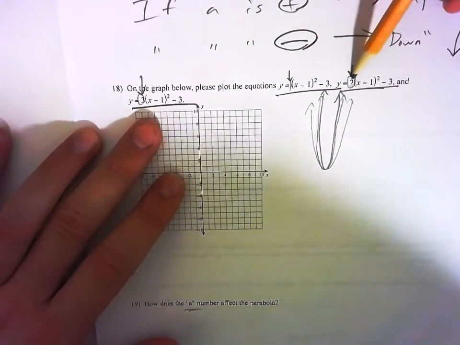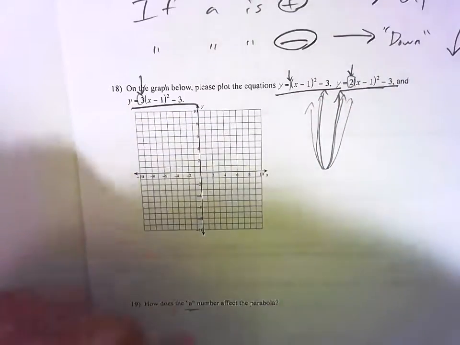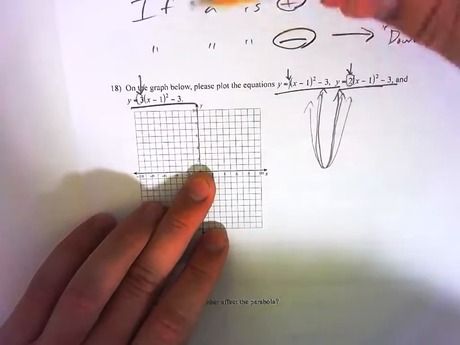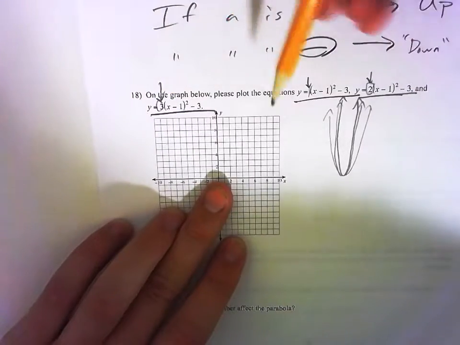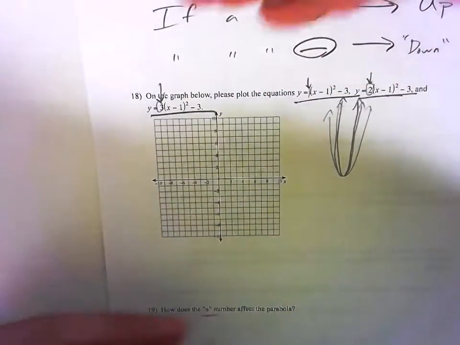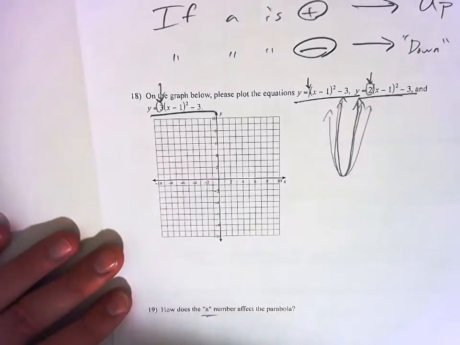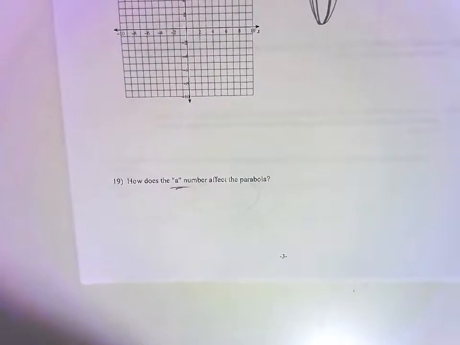So 2 is going to double all the points, and they're going to be twice as high up as they would have been. 3 is going to triple it. It's going to stretch it vertically by a factor of 3. So that's what you can kind of explain for number 19.